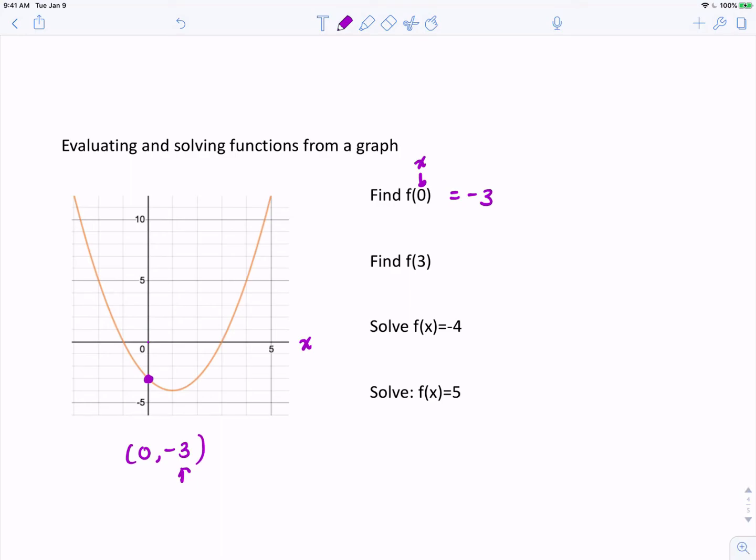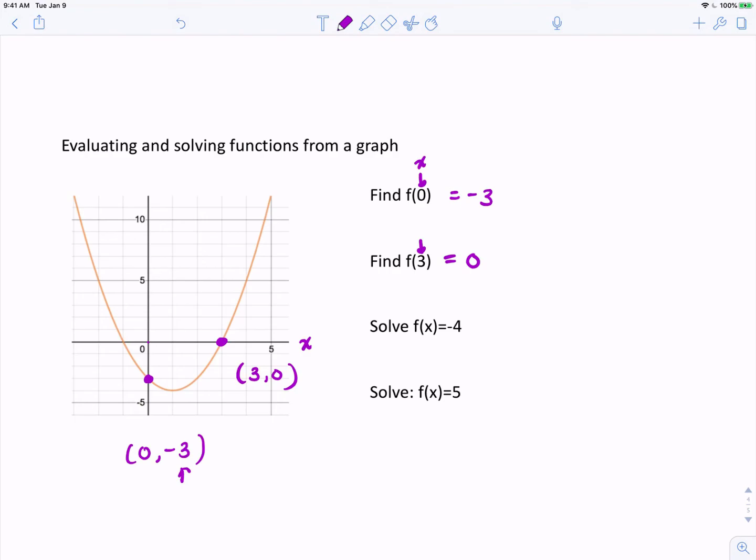Let's do another one just like that. Find f of 3. So again, we're putting in 3 on the x-axis, and we're asking, what's the value of the function? Well, that's the point (3, 0). In other words, if we input 3, the value of the function there is 0.